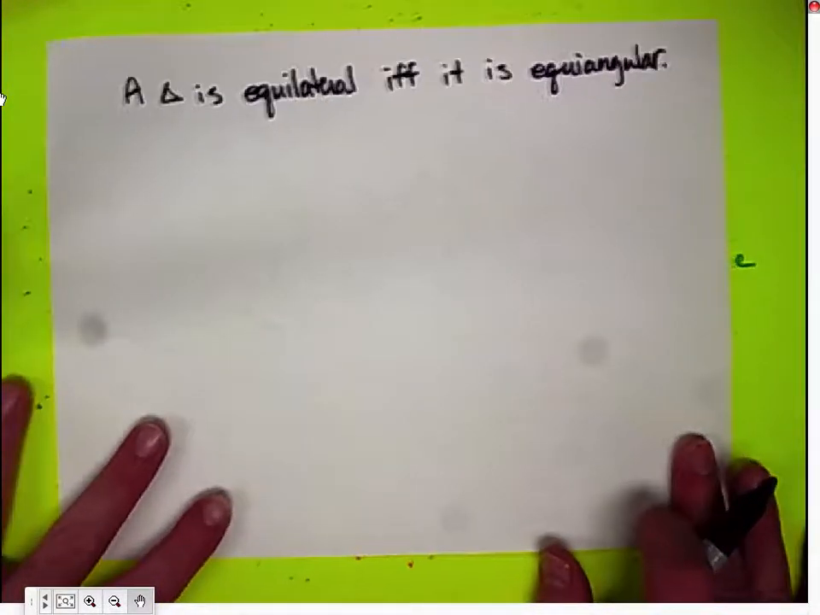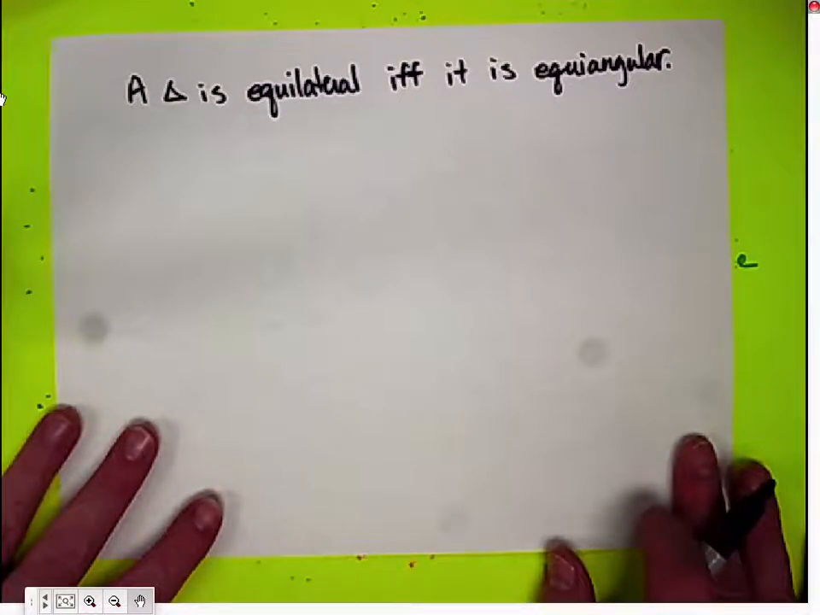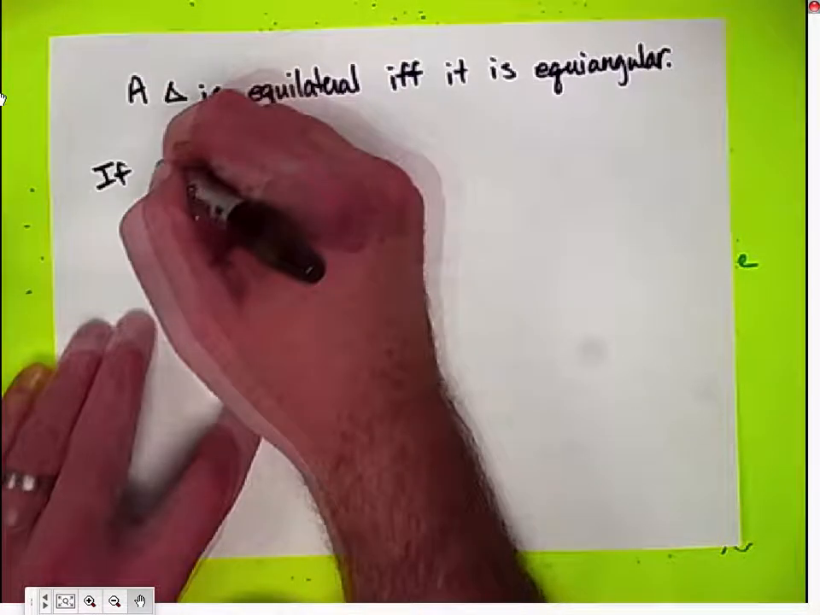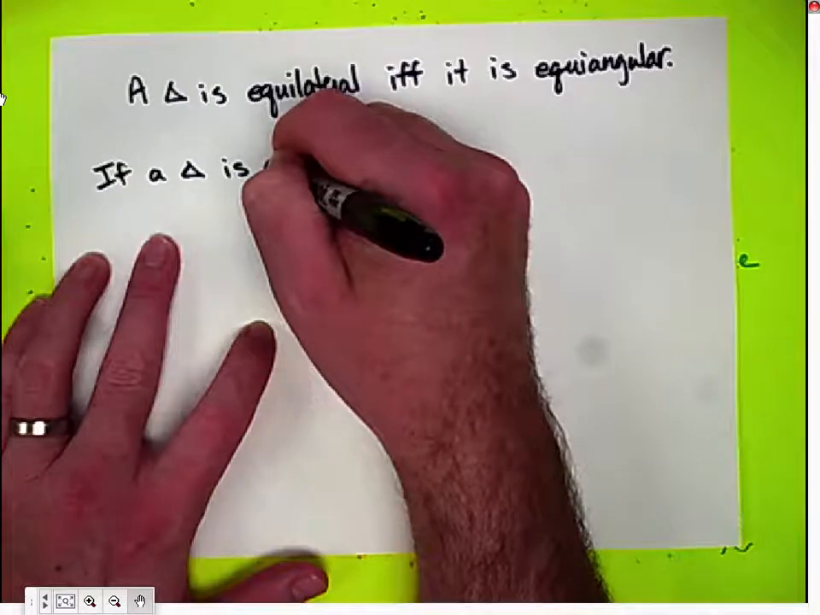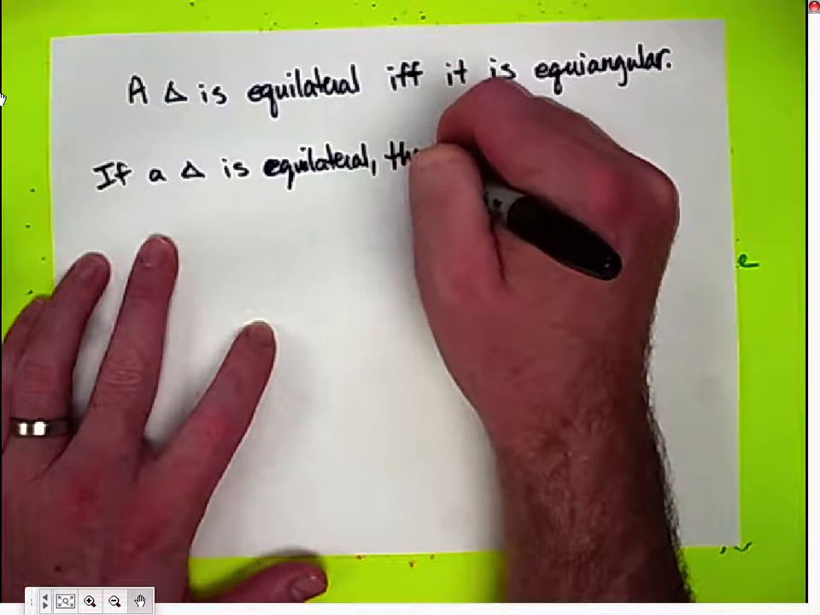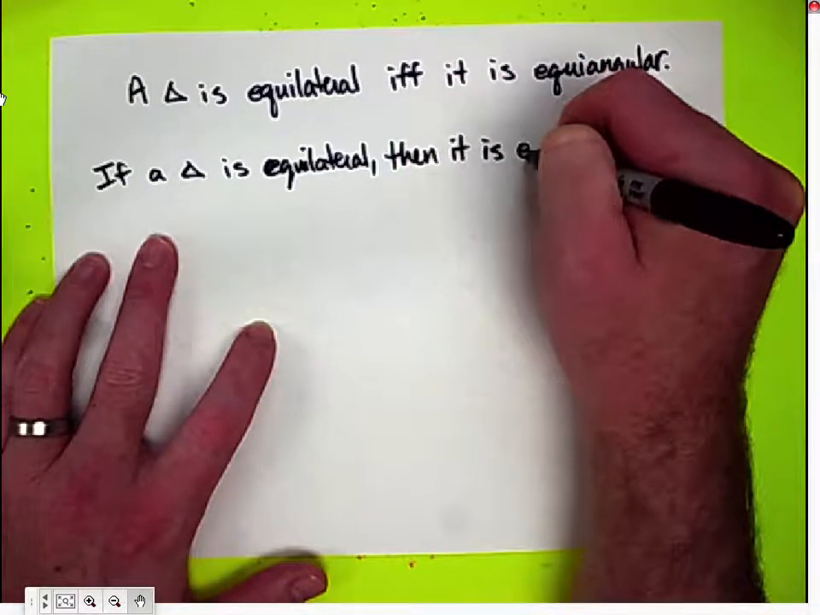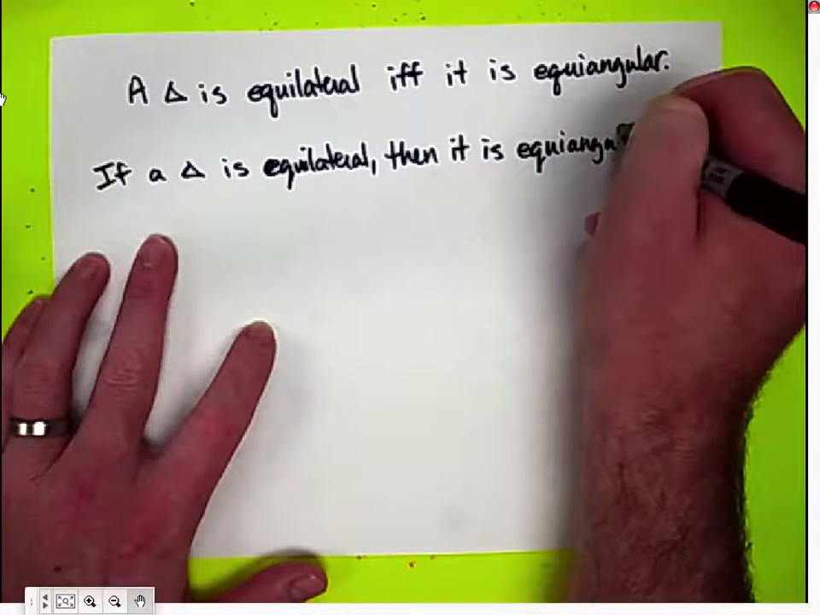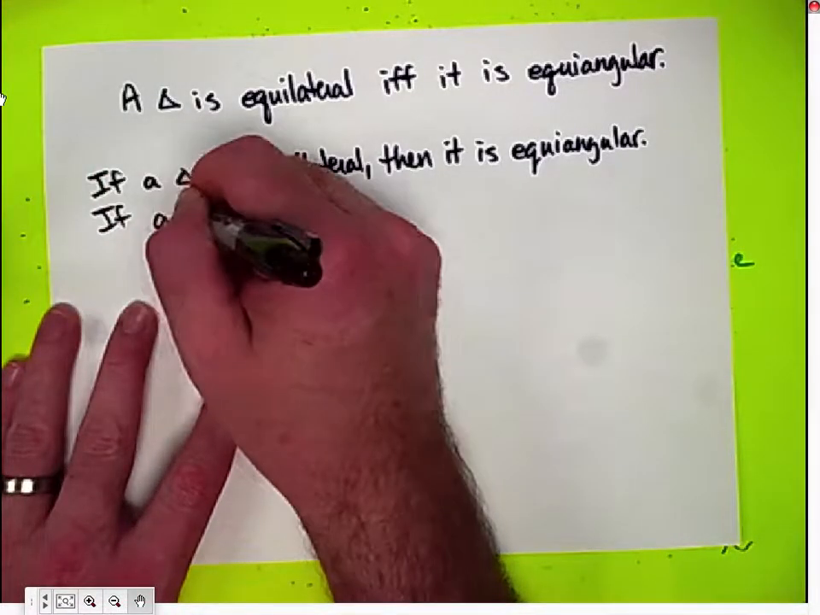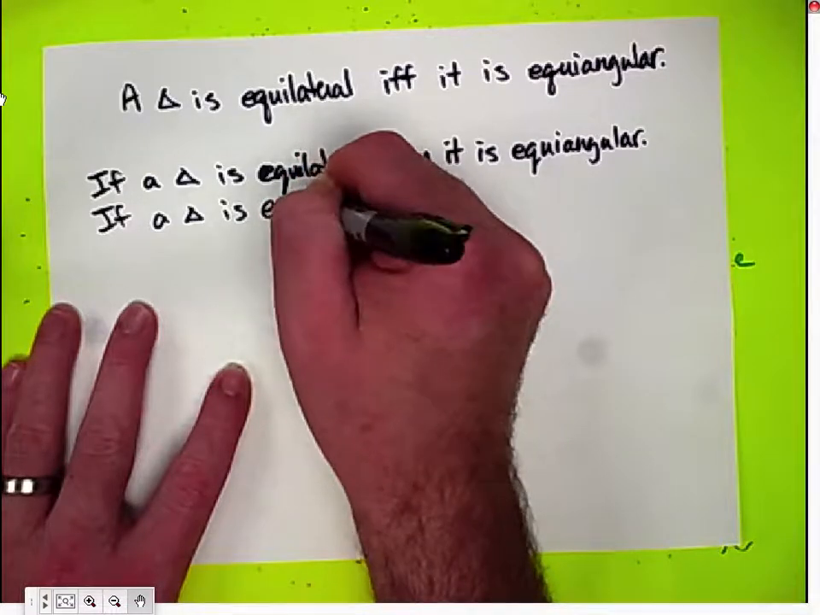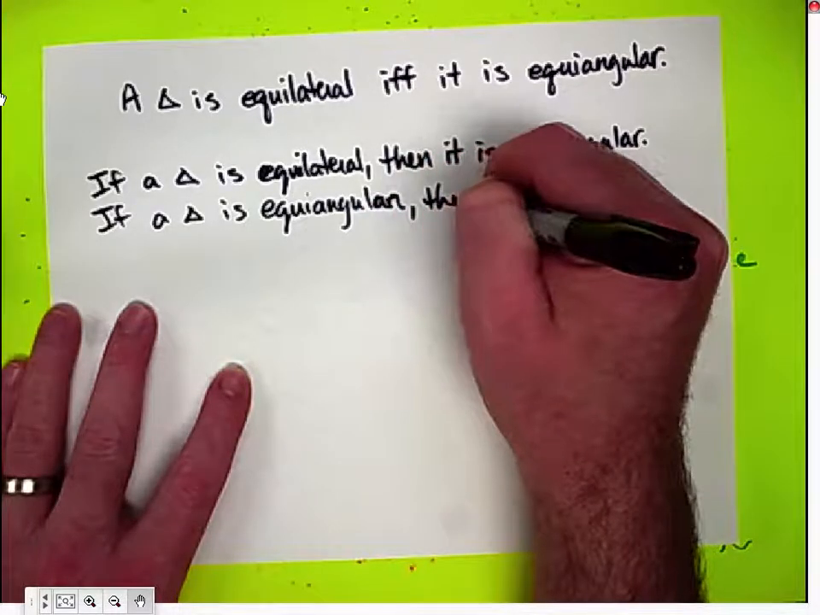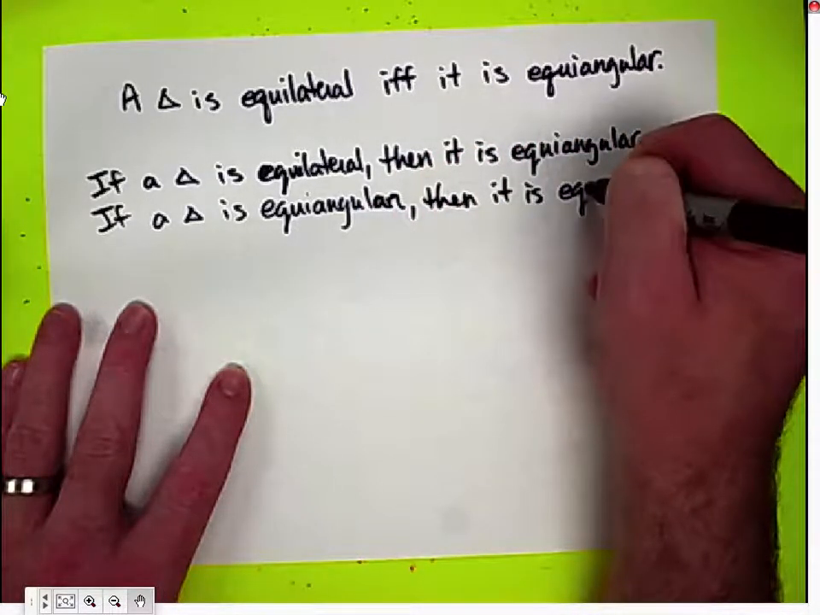Since it's an if and only if, we have to prove both directions, right? So first I'm going to prove that if a triangle is equilateral, then it is equiangular. Then I'm going to prove if a triangle is equiangular, then it is equilateral.